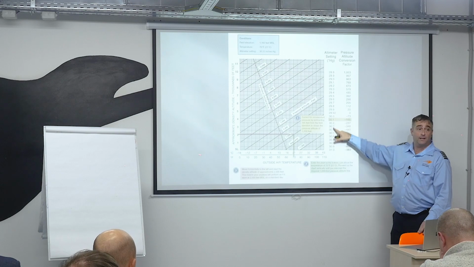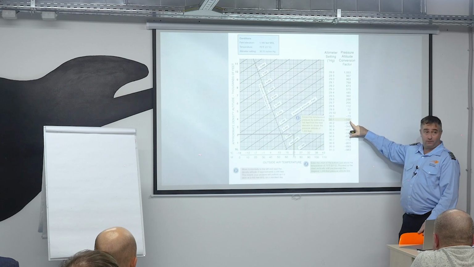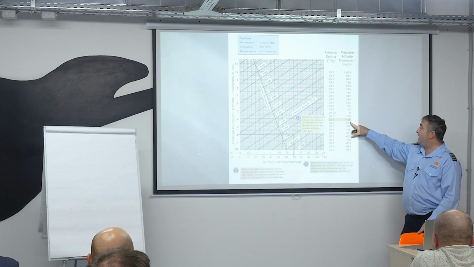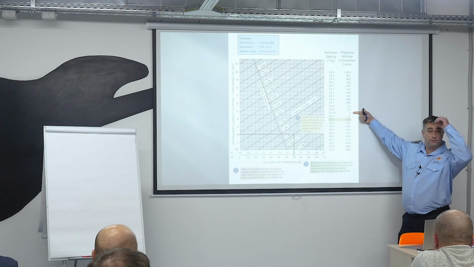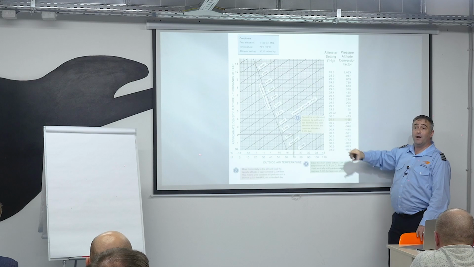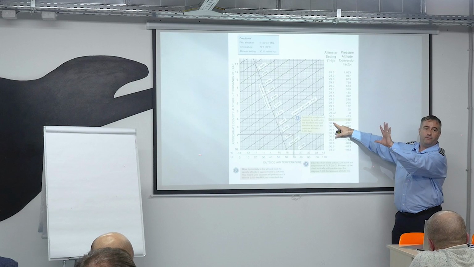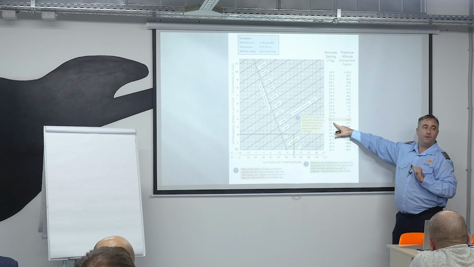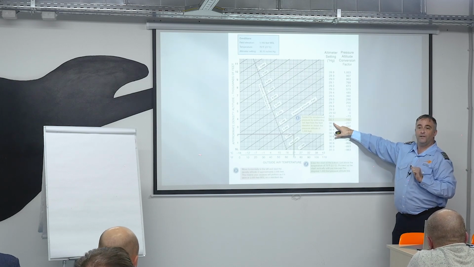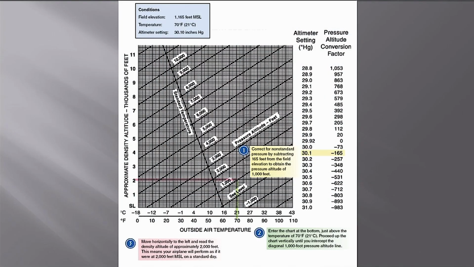Whatever my altimeter setting is, I consider what the correction factor is for that altimeter setting, and that brings me back to pressure altitude. So if I want to know my exact pressure altitude, in this example, my altimeter setting is 30.1. And I have whatever my MSL value is on the altimeter. Subtract 165 from that, and that gives me pressure altitude. Okay? Follow me for a minute.